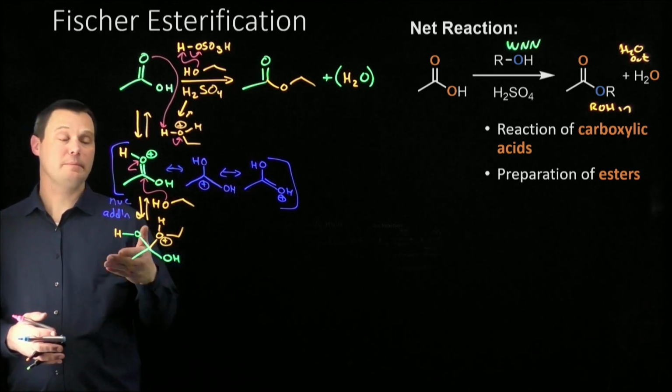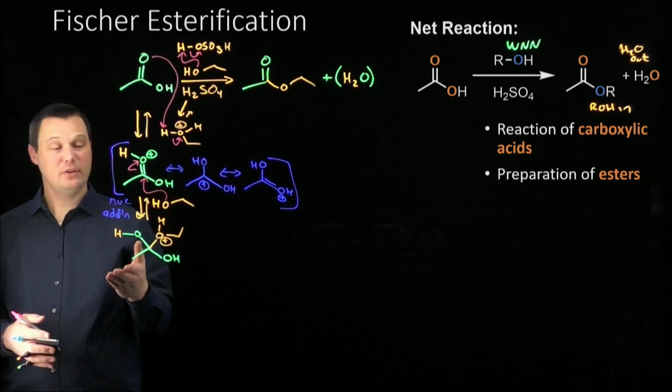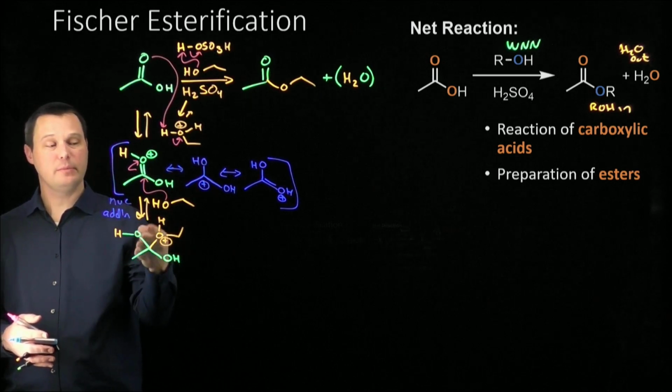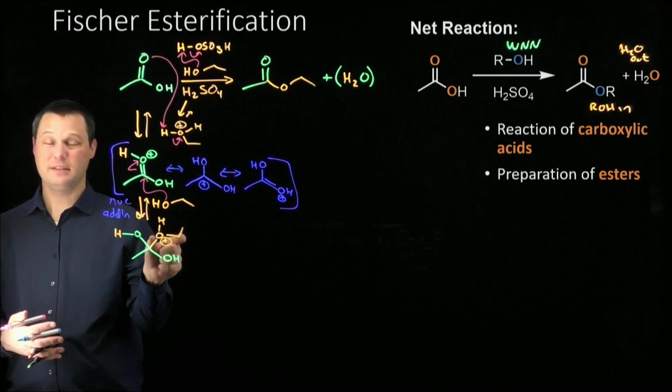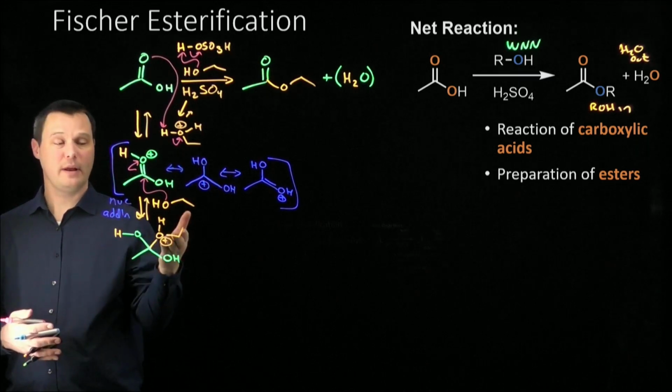Step 2 of our storyboard asks us to kick out water as a leaving group. As I look at this intermediate, though, the best leaving group is this ethanol that I just added. I don't want this to be the best leaving group. I want it to stay. That's why I added it in the first place. But right now it's the best leaving group.